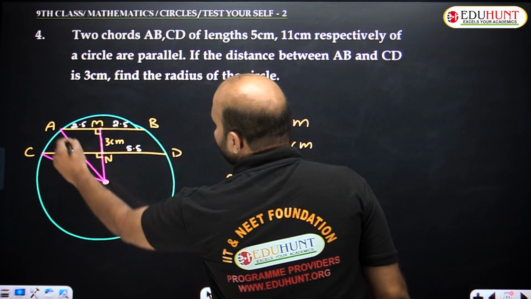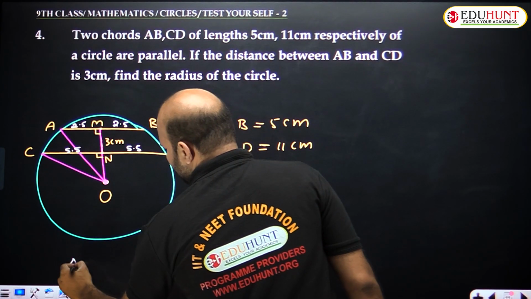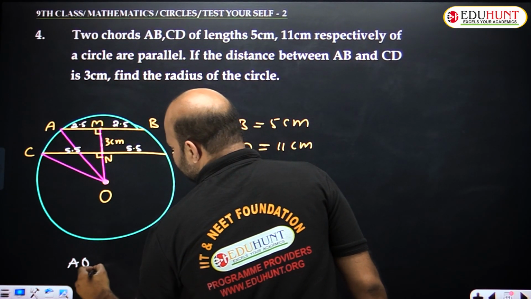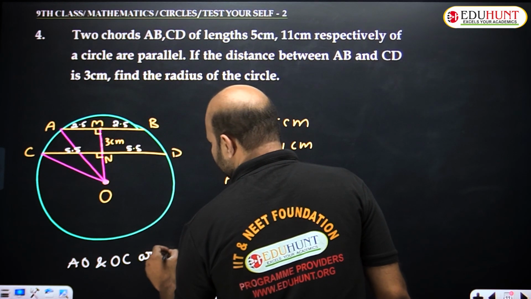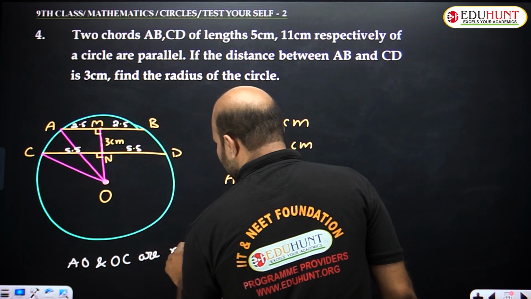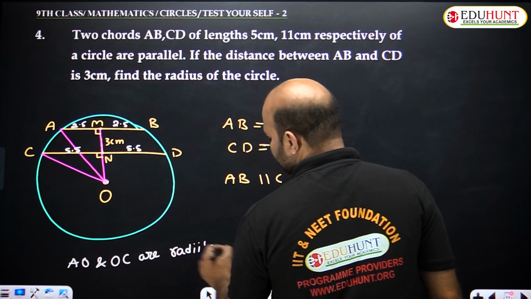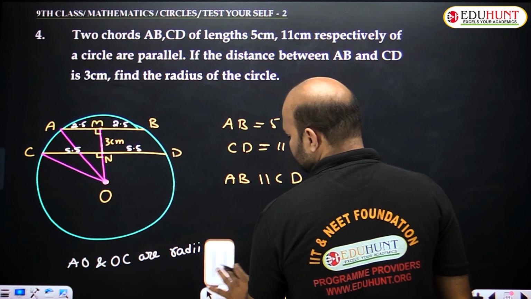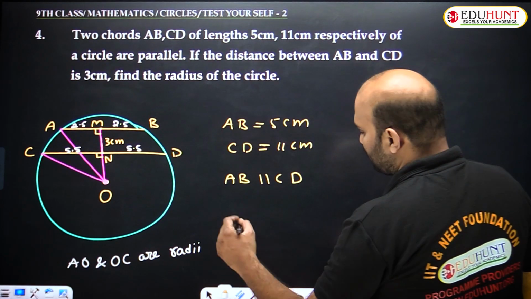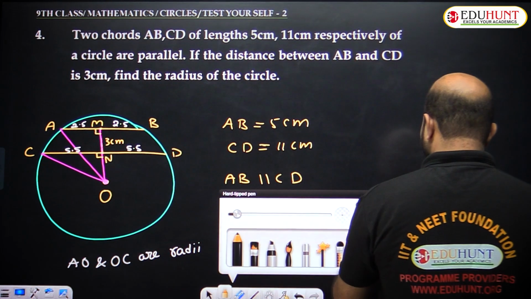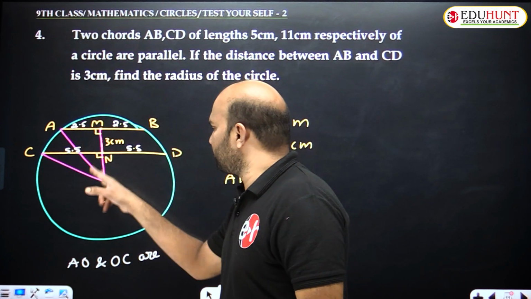So here OA and OC are radii of the circle. Am I clear? OA and OC are radii, okay. So clearly we need to understand, two triangles are obtained here. What is the first triangle? AMO as well as CNO.